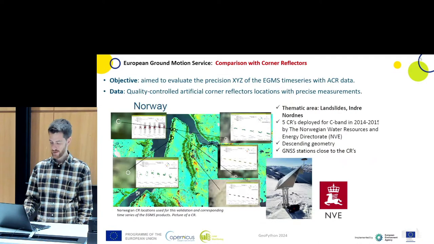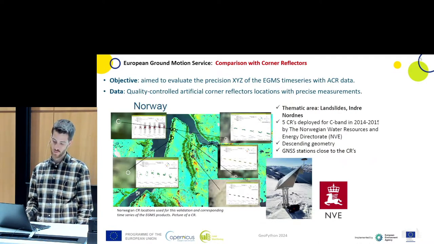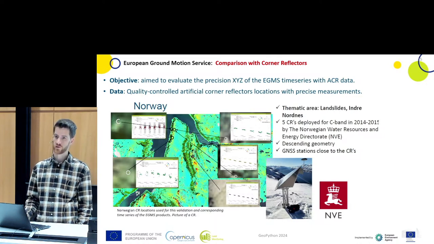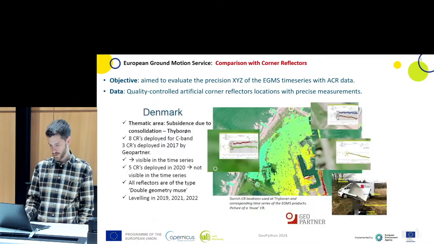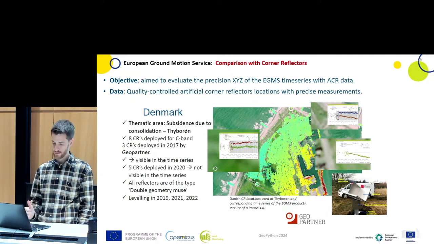And last but not least, we have a validation activity with the corner reflectors, which allows us to also evaluate the positioning of the point XYZ, and see how precise EGMS is able to determine the position, knowing the limitations of that. We have another example in Denmark. The previous one was landslides in Norway, and this one is coastal subsidence in Thyborøn in Denmark.